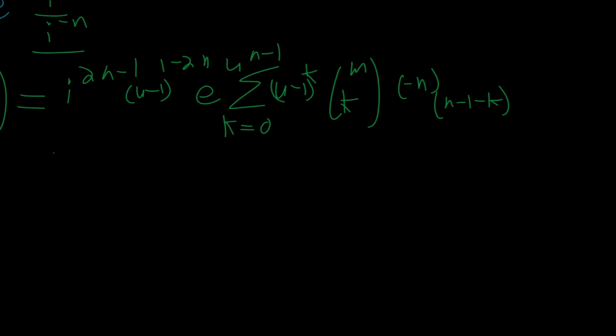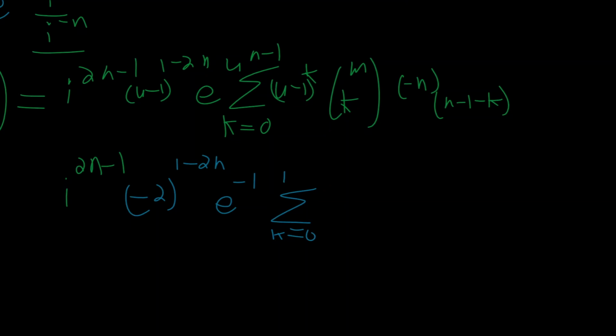We're going to have i out front, so i to the 2n minus 1. That's not going to change. But then we have this minus 1, so minus 2 to the 1 minus 2n power. And then we have our e to the minus 1. And then we have our sum from k equals 0 to n minus 1, and then minus 2 to the k, and then m choose k. And then we have this rather interesting term right here. We have our negative n and then a following factorial with it.